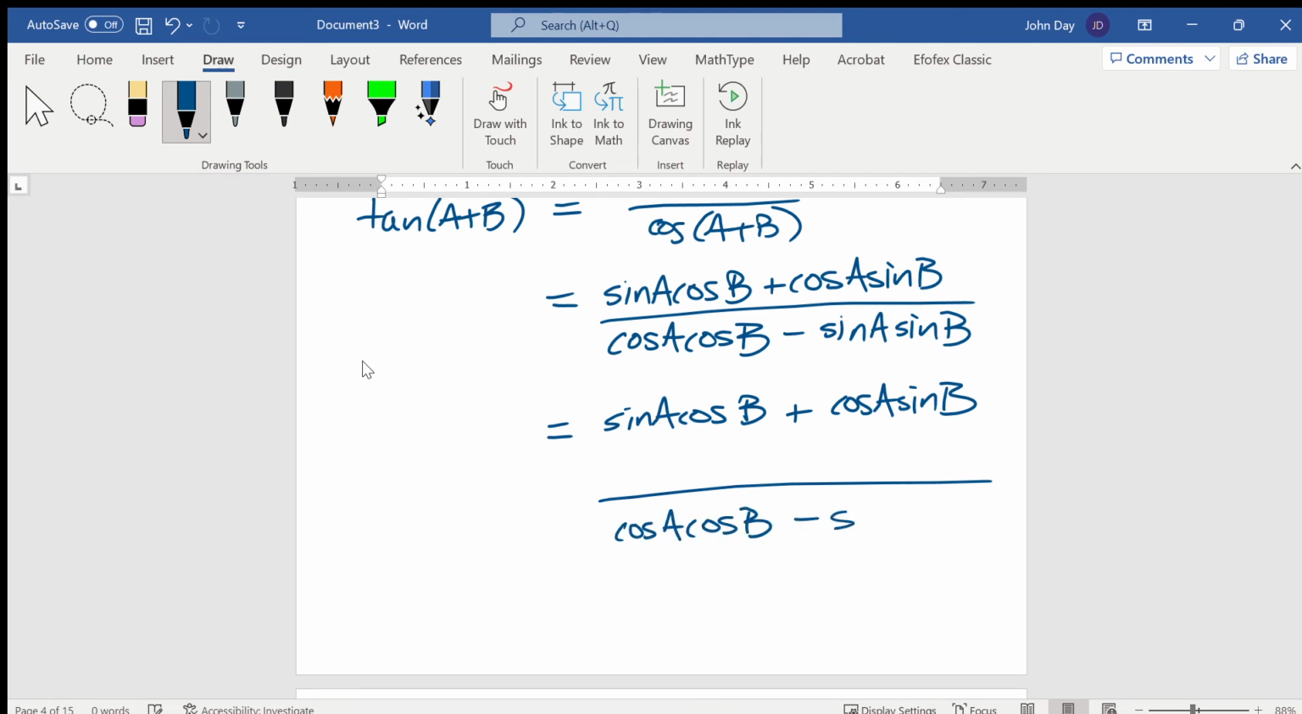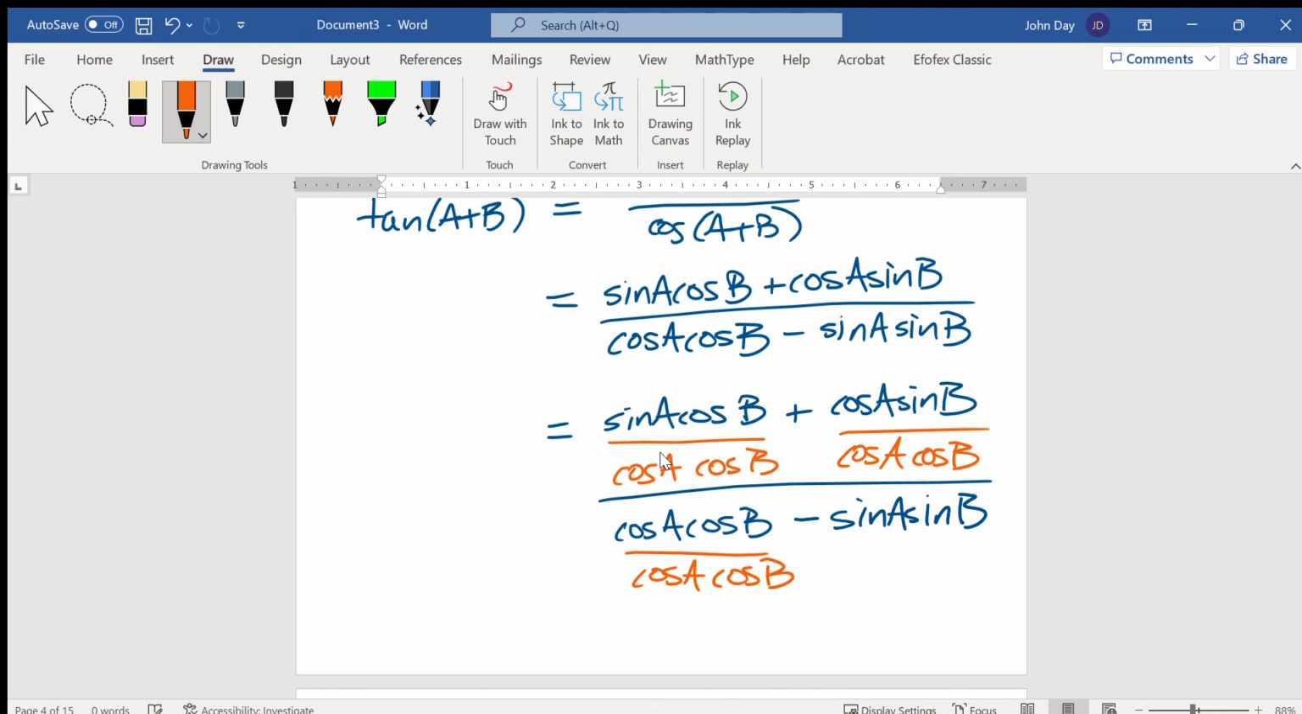Okay, now how am I going to end up with tan? Well, tan is sine on cos, isn't it? All right, so what I'm going to do is divide the top and the bottom by the same thing. I'm going to divide everything on the top by cos A cos B. So I really haven't done anything to the actual whole equation, because that's equivalent to timesing by 1.